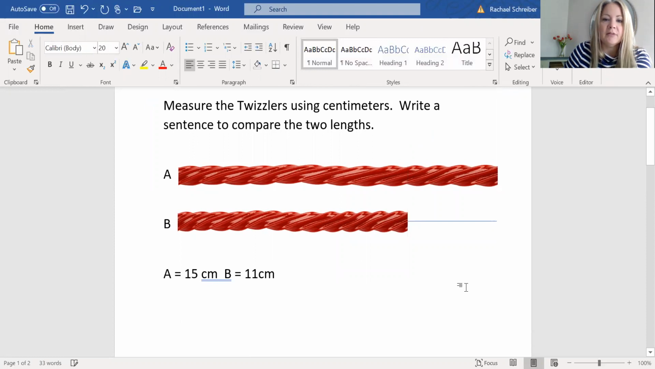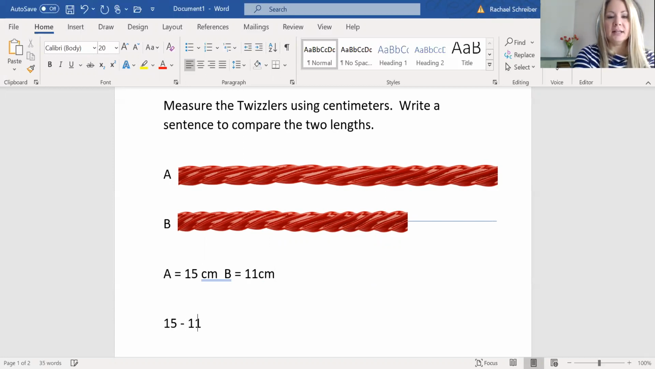The equation we would write for this would be a subtraction equation. So when we do our subtraction equations, the greater number always needs to come first. So which is greater, 15 or 11? 15, that's right. And we'll subtract the 11 from it.